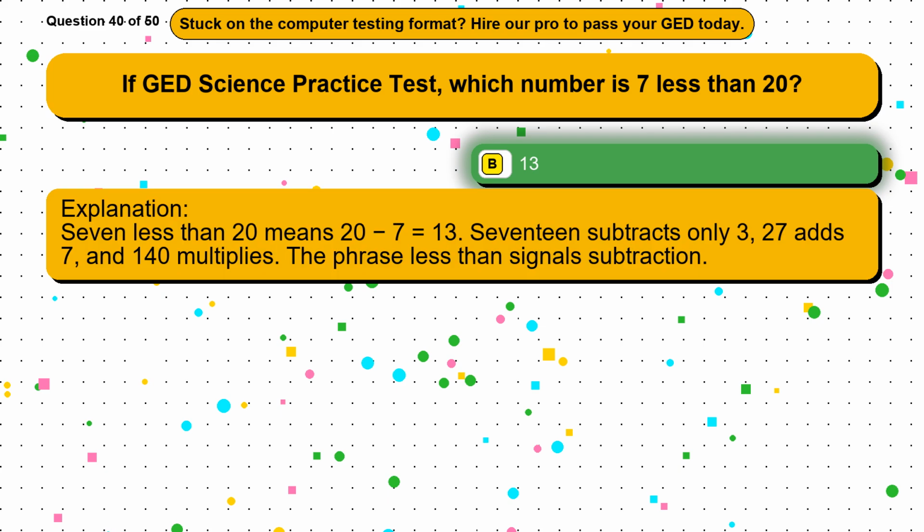7 less than 20 means 20 minus 7 equals 13. 17 subtracts only 3, 27 adds 7, and 140 multiplies. The phrase less than signals subtraction.